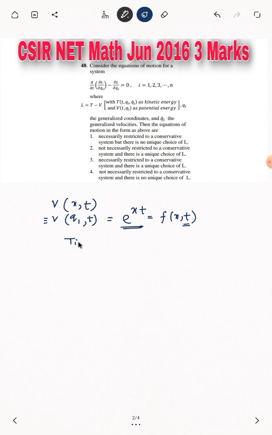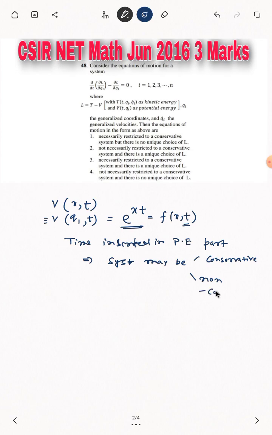So now the result comes: time inserted in the potential energy part implies the system may be conservative or non-conservative. Now the question comes, what is a non-conservative system?